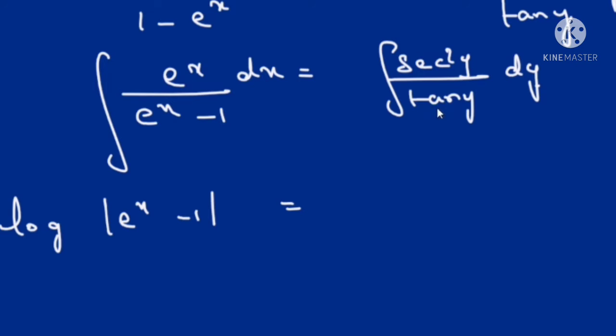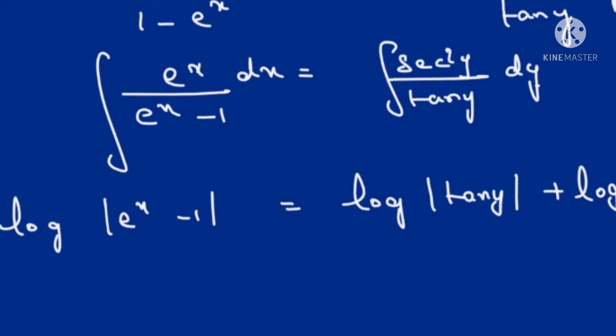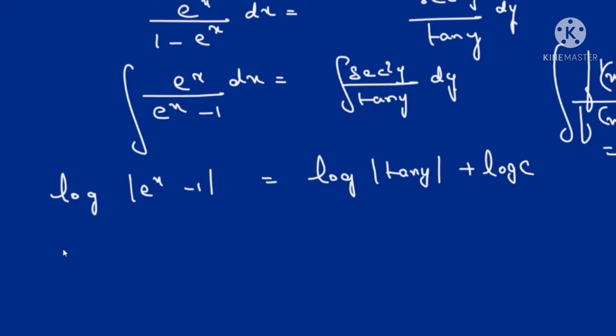The differentiation of tan y is secant square y. So we can write this as log of the denominator plus c. That c you can write as log c. So this is log e power x minus 1. Bring it here, or you can write it here itself.